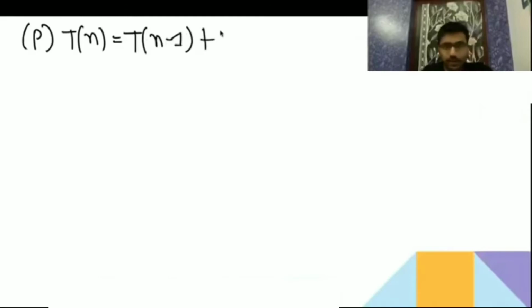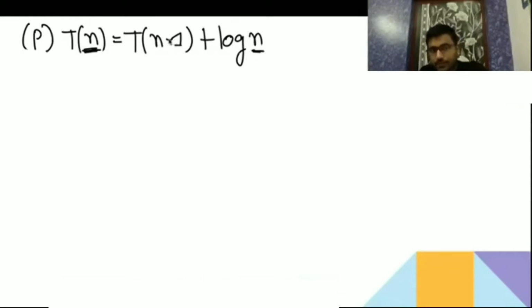So P is saying T of n is equal to T of n minus 1 plus log n. This is the equation. Now try to solve this. It is decreasing by 1 each time, and the same value n is going to stay in the log.